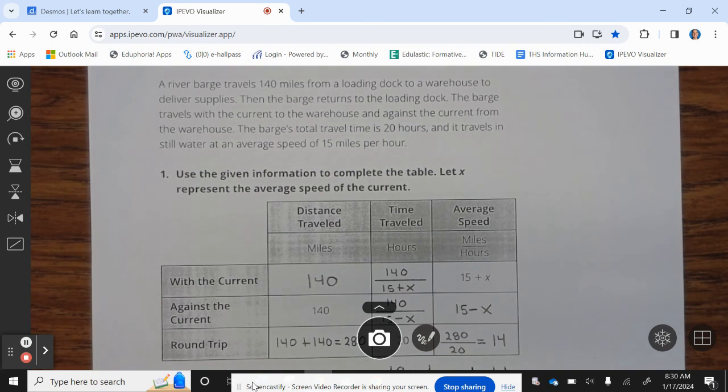A river barge traveled 140 miles from a loading dock to a warehouse to deliver supplies. Then the barge returned to the loading dock. The barge travels with the current to the warehouse and against the current from the warehouse. The barge's total travel time is 20 hours, and it travels in still water at an average speed of 15 miles per hour.